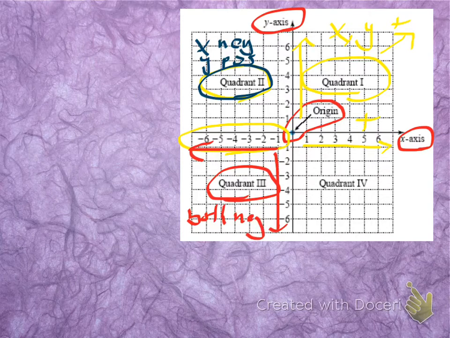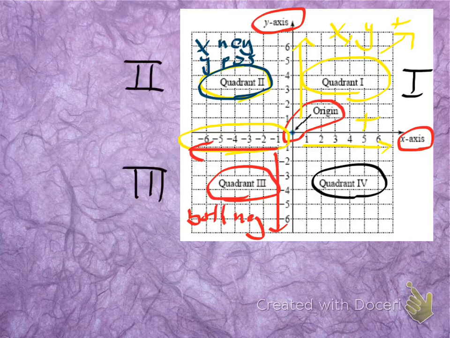And then finally in quadrant 4, we're back to having positive x's but not positive y's. And that'll put me in quadrant 4. So we go around quadrant 1, 2, 3, 4.